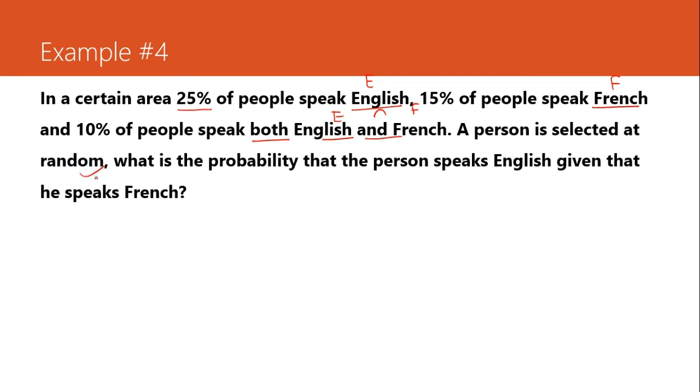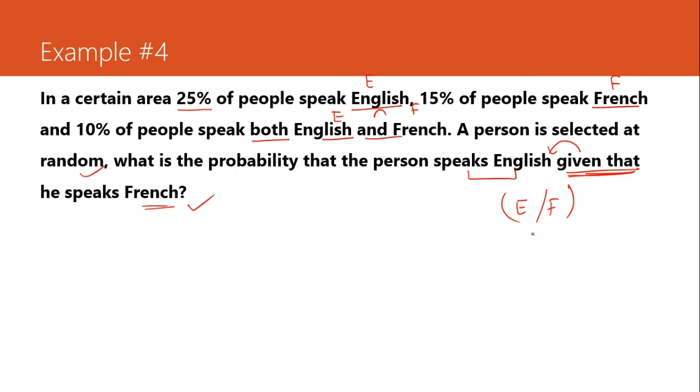You selected a person at random. Now what is the probability that the person speaks English given that he speaks French? Very simple, right? Before given that it is written English, and then after given that it is written French. So E by F is what you need to calculate. This is how you understand the question.